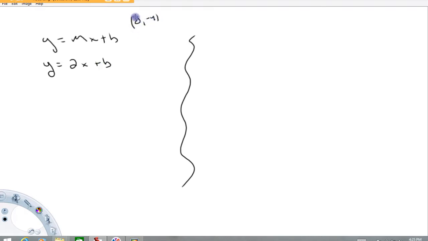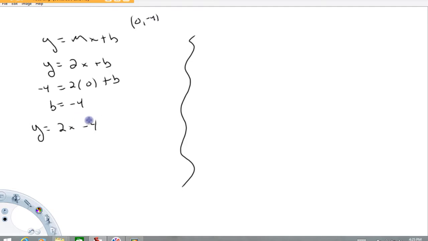That means that if x is 0, y has to be negative 4. We can use that to find this b value. So I'm going to put negative 4 in for y and 0 in for x. And when we solve this for b, we get b equals negative 4. So the equation for this line is y equals 2x minus 4, or if you wanted to put plus a negative 4, that would be fine.